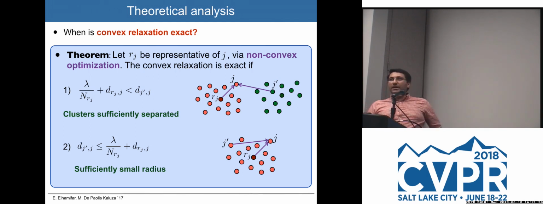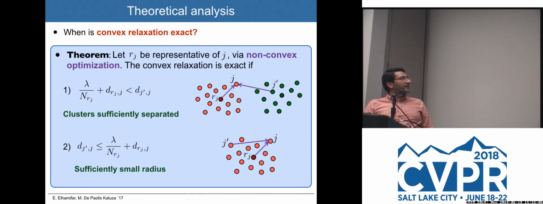So let's assume that I'm going to solve the non-convex facility location problem. I'm going to get the set of representatives for every j that I'm going to denote by rj. And based on that, I'm going to do the assignment of points to the closest representative, right? So I have assumed that hypothetically I have been able to solve this combinatorial problem. I've solved the non-convex, and these are the true representatives, and these are the right assignments of points to the representatives. So the convex relaxation is going to be exact if 2 conditions are satisfied.